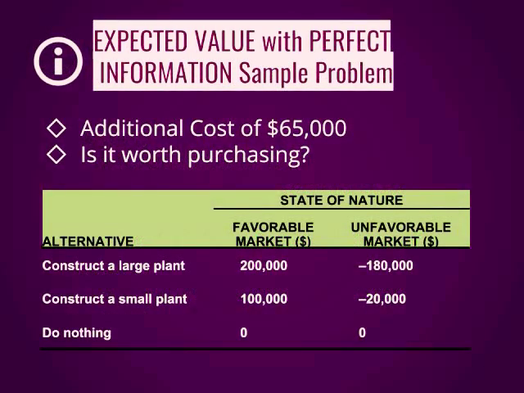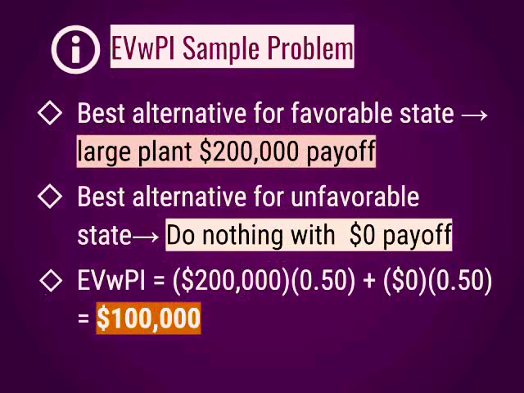Given the additional cost of $65,000, is the information worth purchasing? So first, we determine the EVWPI. The best alternative for favorable state is to build a large plant with a $200,000 payoff. The best alternative for unfavorable state is to do nothing with zero payoff. From here, we could get the EVWPI, which is equal to 200,000 times 0.50 plus 0 times 0.50, which is 100,000.